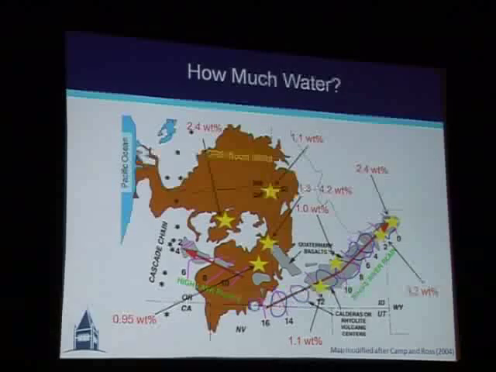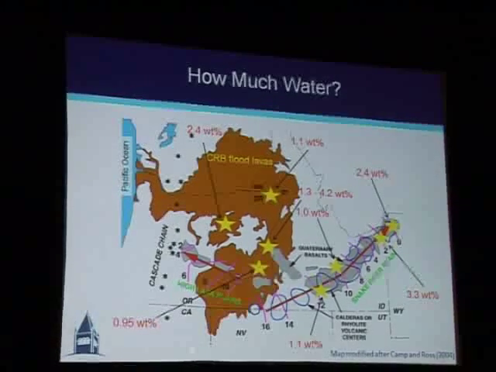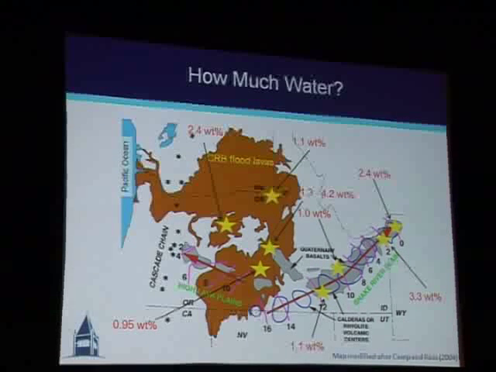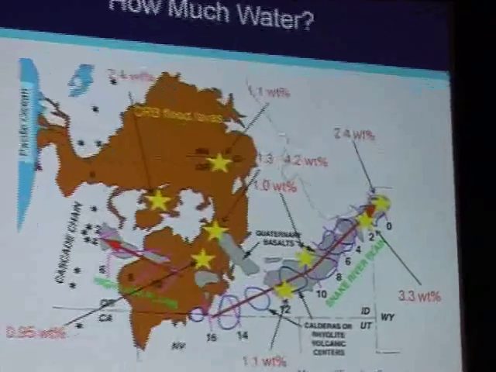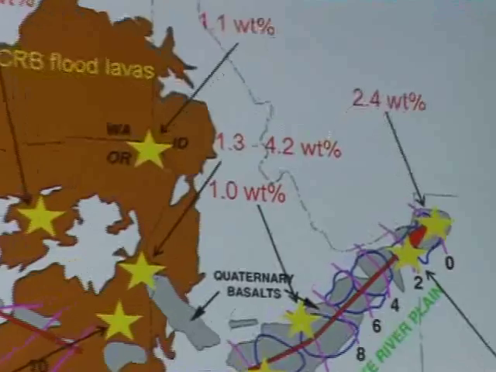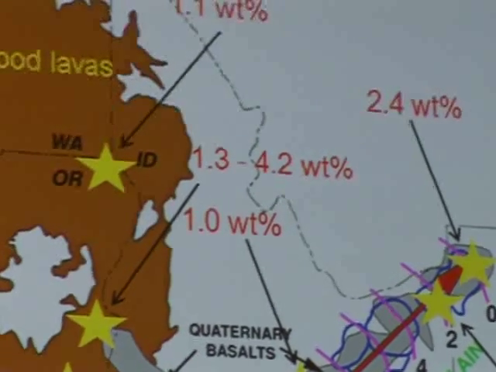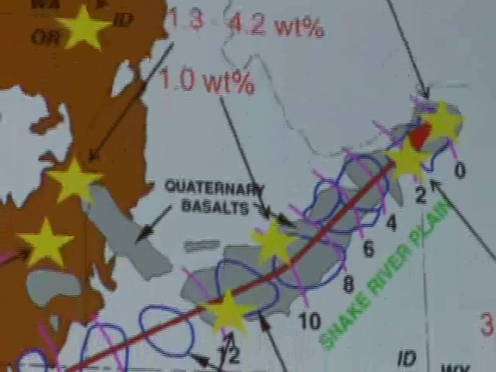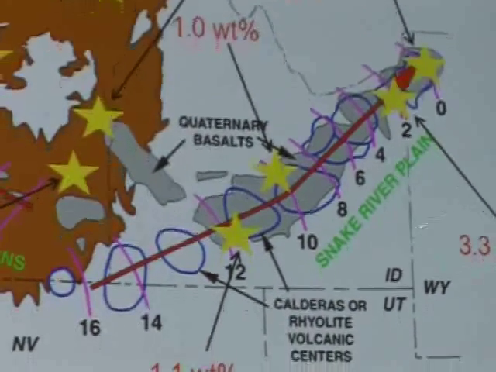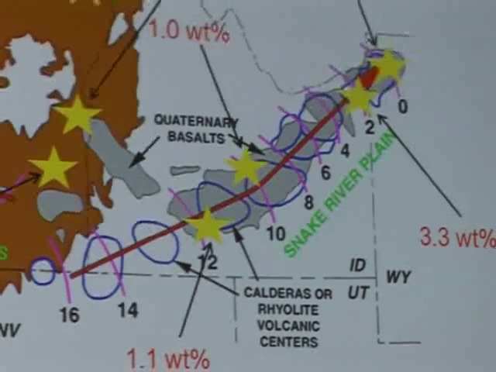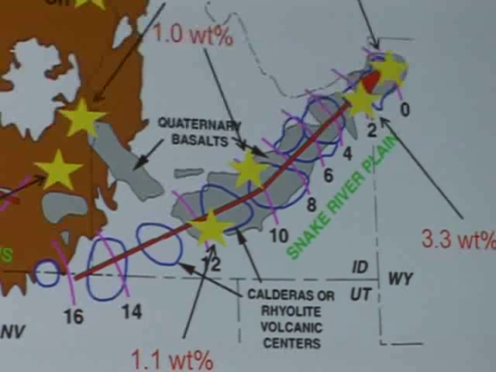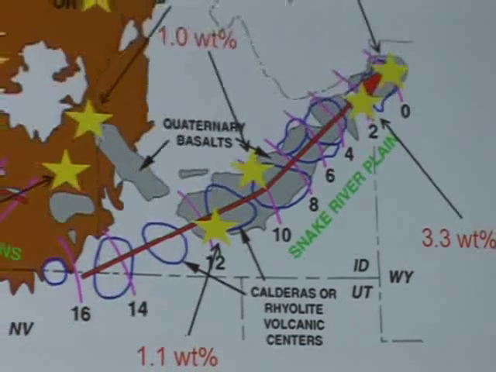Okay, so very quickly, let me show you that in looking at the Columbia River basalts and the Snake River Plain, we have water concentrations in the Columbia River basalts that exceed full weight % water, so a huge amount of water. And within the Snake River Plain, we have water concentrations maxing out at about 3.3 weight %. And again, I would argue that these are minimum values. The actual water concentrations and magmatic conditions are probably even higher than this.